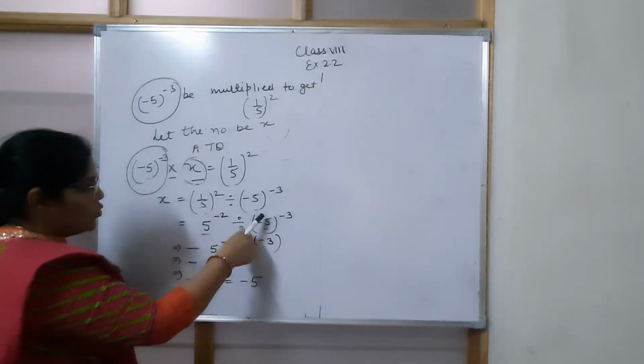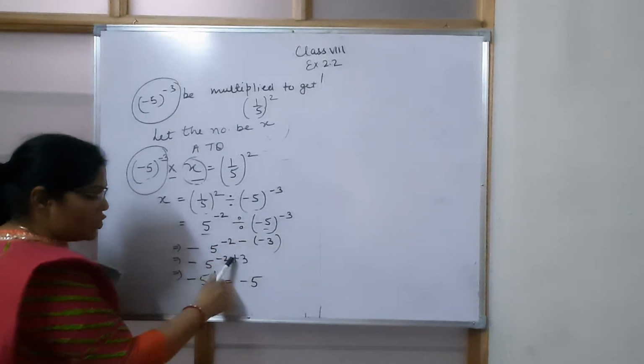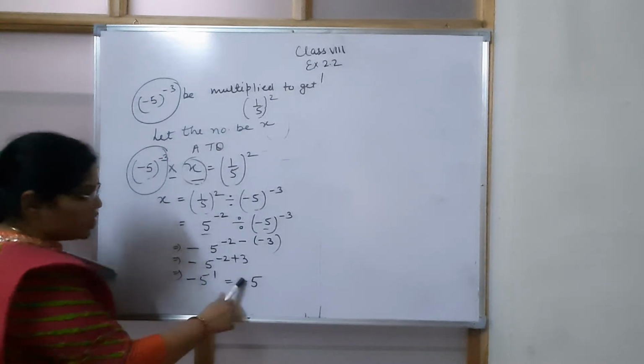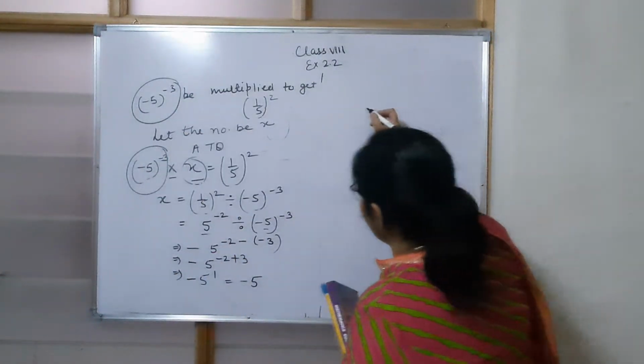5 is the base now, minus 2, minus our next power, which is minus 3. Minus minus plus, so minus 2 plus 3, which is minus 5 plus... minus 3 minus 2 will be... 1, which is what? Which is minus 5. If you wish to solve it like that, I'm just explaining that part also.